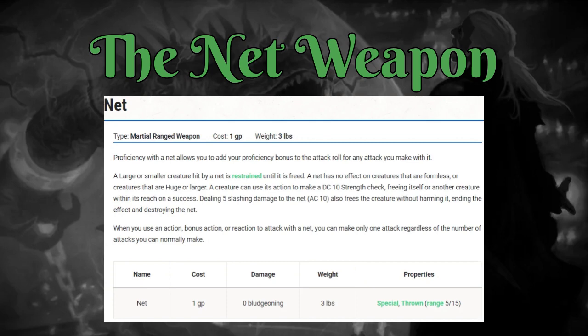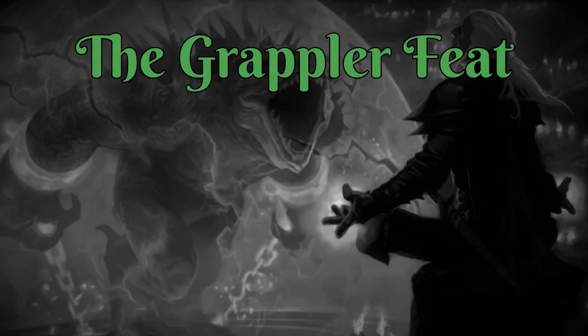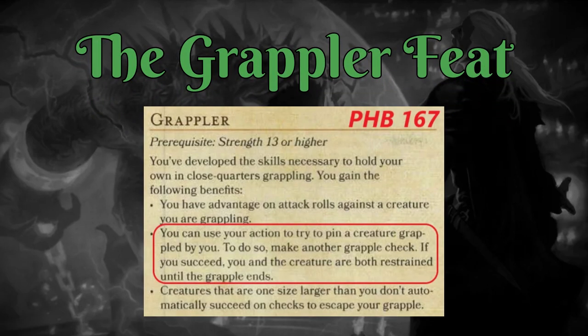Another way of causing the Restrain Condition is with the Grappler feat. With this feat, you can make a second grapple check when you're already grappling a creature. If you succeed, you and the creature are both restrained. Note that this is widely regarded as one of the worst feats in 5e, but it is a way of causing the Restrain Condition. You can also cause the condition just by tying a knot.